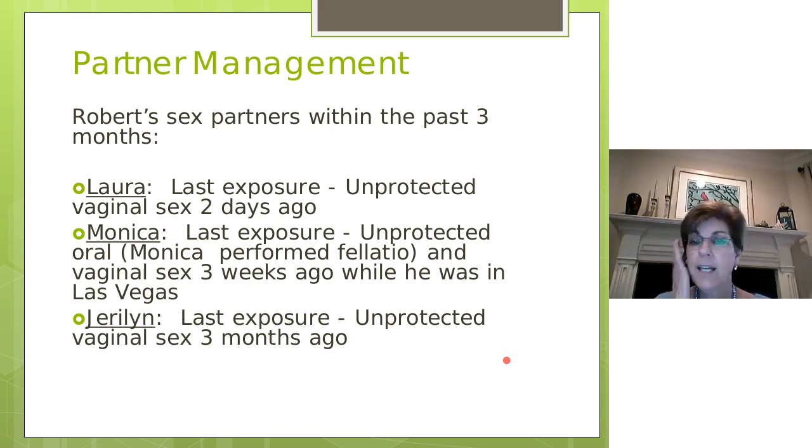So who needs to be tested? Laura and Monica. Okay. So what's the guideline? Test all people within how long? 60 days. Okay. So you're going to test all partners that he's had in the last 60 days. So Monica and Laura fall into that.